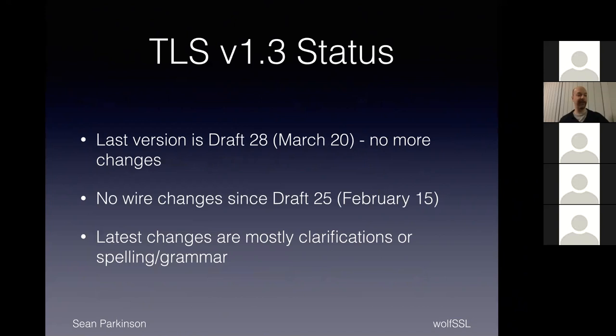So the last draft version is 28, and that came out on March 20, and there will be no more changes. There haven't been any wire format changes since draft 25 back in mid-February. And the latest changes have been clarifications and spelling and grammar fixes since then.